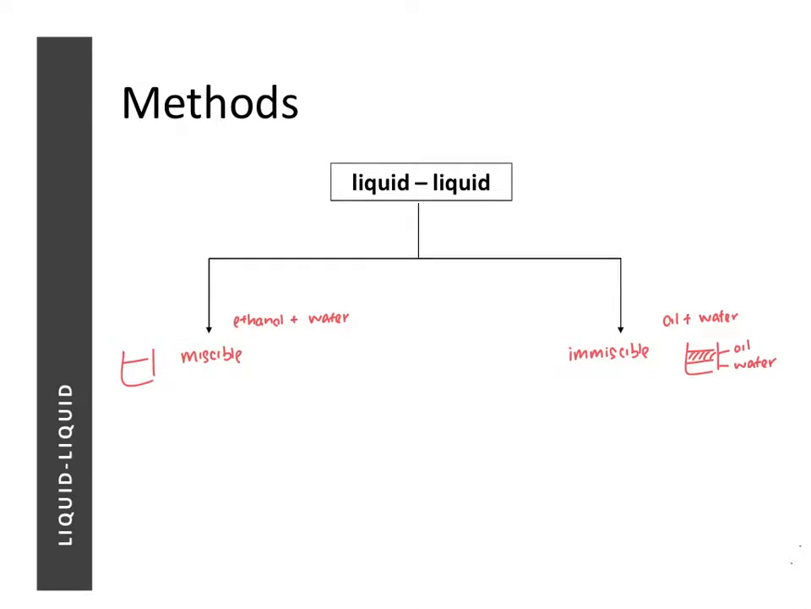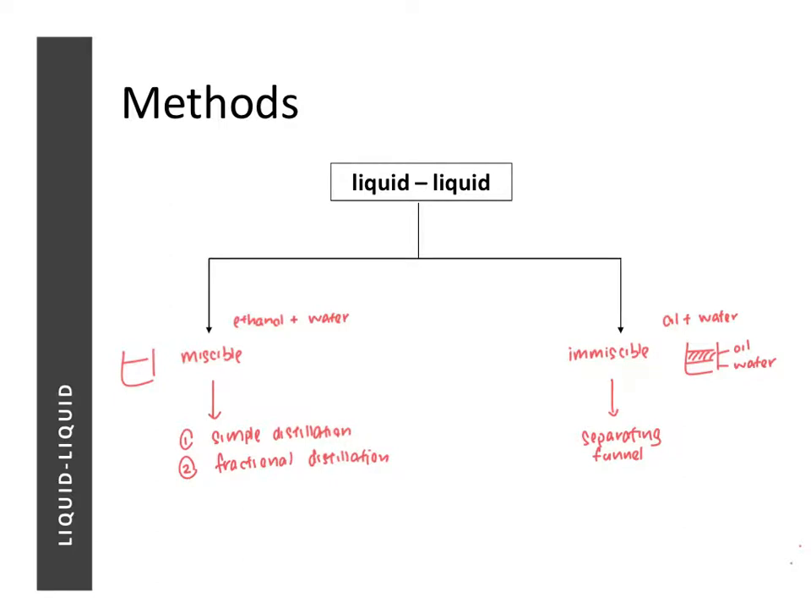So to know which method to use for liquid-liquid mixtures, we first need to ask ourselves whether the liquids are miscible or immiscible. Now, if the liquids are immiscible, we can use something called a separating funnel. If the liquids are miscible, then there are two methods that we can use. We can either use simple distillation, or we can use fractional distillation. Again, it's worthwhile to know which method to use under which situation before we go on to look at the methods in detail.